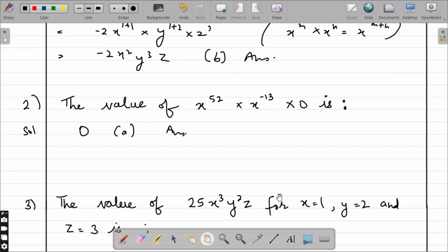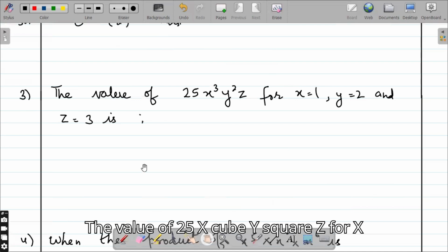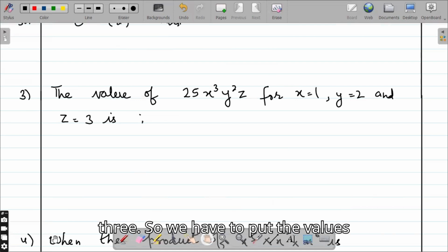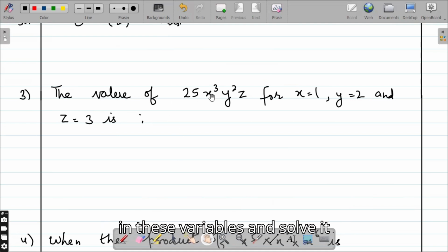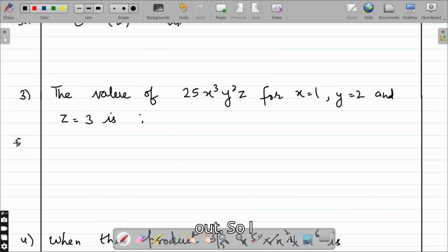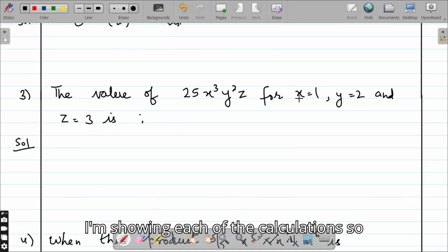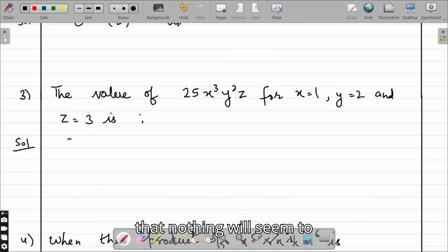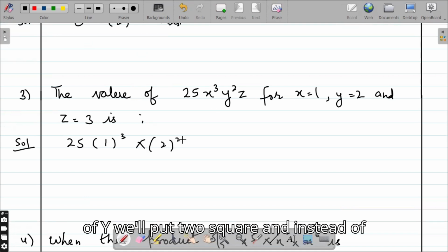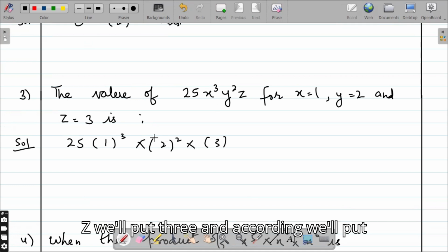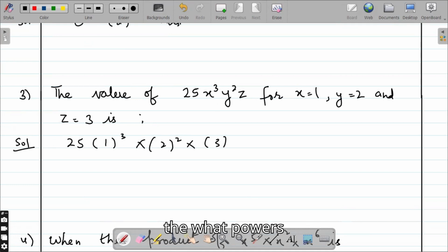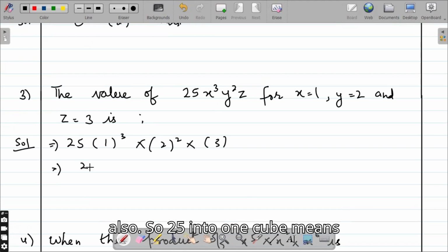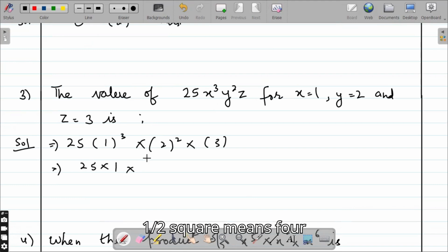Let's move further. The value of 25 x cube y square z for x equal to 1, y equal to 2 and z equal to 3. So we have to put the values in these variables and solve it out. I'm showing each of the calculations so that nothing will seem to be tough. Instead of x, we'll put 1 cube. Instead of y, we'll put 2 square. And instead of z, we'll put 3. And accordingly, we'll put the powers also. So 25 into 1 cube means 1, 2 square means 4, and 3, 3.